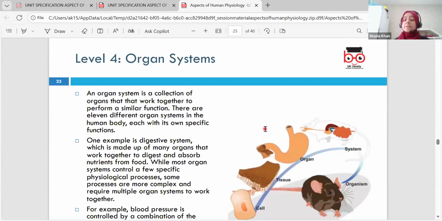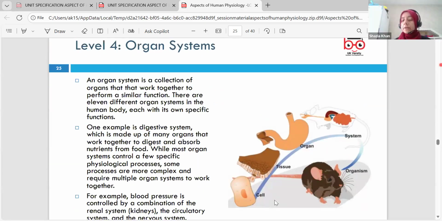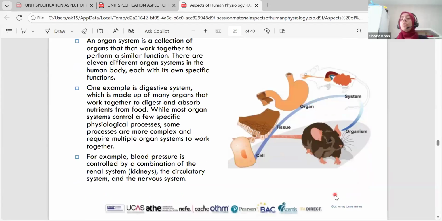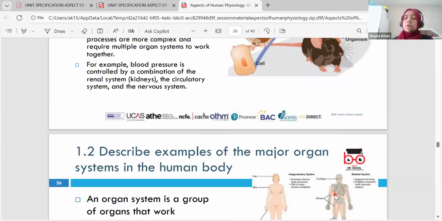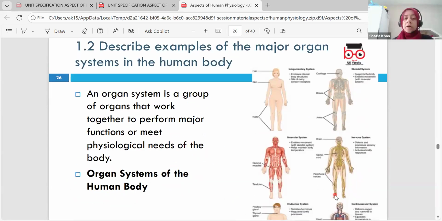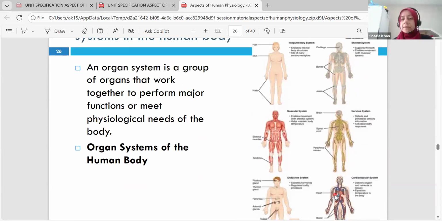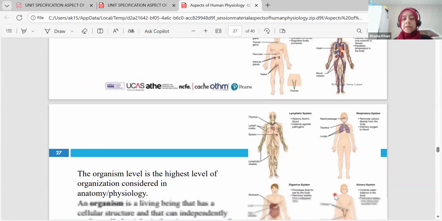Then you have organ systems working together, forming a whole organism. Here the organism is a rat. It is made up of cells, tissues, and organ systems, and the organs together form an organ system. I'm not going to go into details. These are examples of major organ systems in the human body. I've talked about this in detail earlier.